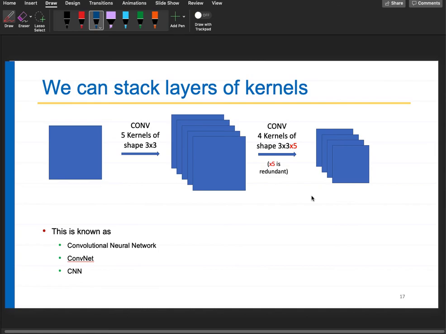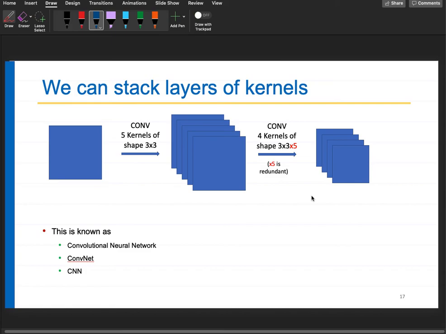Okay, we can stack layers of kernels. Oh, the point which you mentioned, in one layer we have multiple kernels, and then we can have multiple layers of kernels, right? Just like we do in deep neural networks. We don't just consider a single hidden layer. We can have multiple hidden layers.